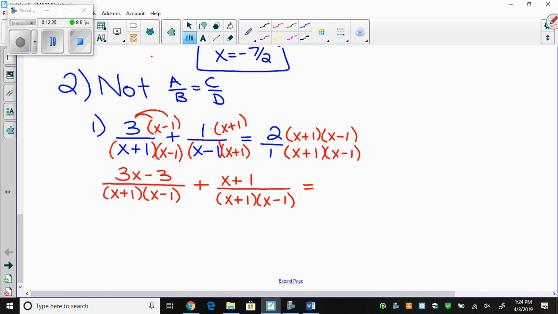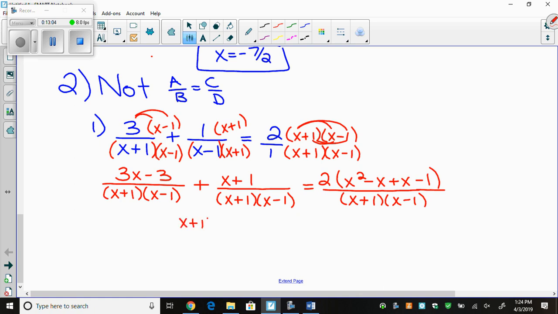equals. Then I'm going to leave the 2 out, and I'm just going to FOIL these brackets. So I'm going to get x times x squared, minus x plus x minus 1. I'm just going to leave the 2 outside and distribute it after. X plus 1, x minus 1. Now what can I do on the left? Put them all over the same denominator. It's just addition, like we did yesterday. So we're going to have x plus 1, x minus 1 in the denominator because they have common denominators. And on the top I have 3x minus 3 plus x plus 1. And then this one I'm going to have 2x squared minus 2x plus 2x minus 2.